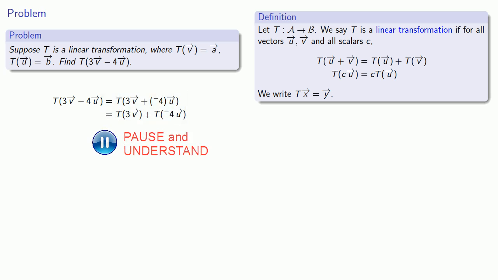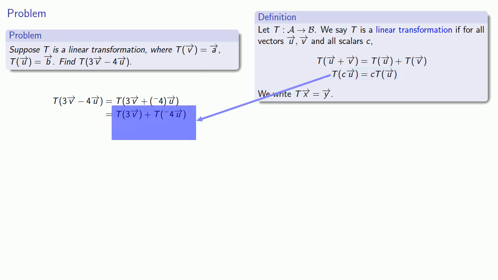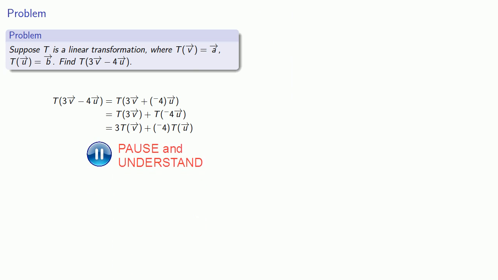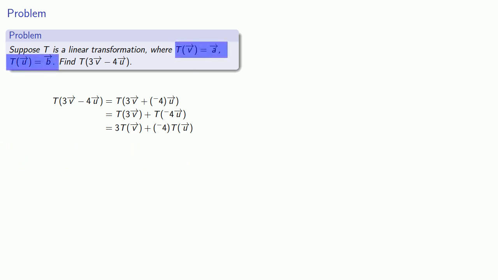But wait, there's still more. Remember that the transformation applied to a scalar multiple becomes a scalar multiple of the transformation. So the transformation applied to 3v is the same as 3 times the transformation applied to v. Likewise, the transformation applied to negative 4u is negative 4 times the transformation applied to u. And we know what these individual transformations are, so this is going to be 3 times the vector a plus negative 4 times the vector b, or we can simply write this as 3a minus 4b.